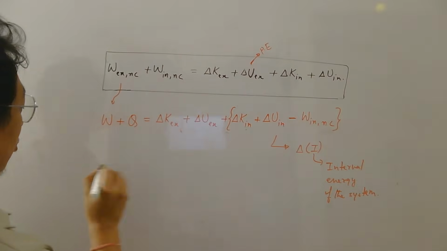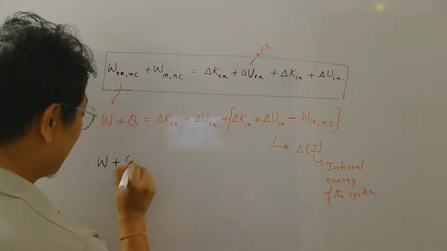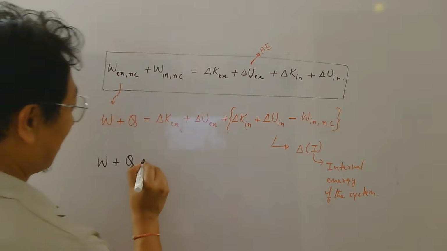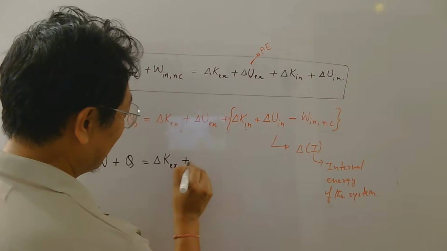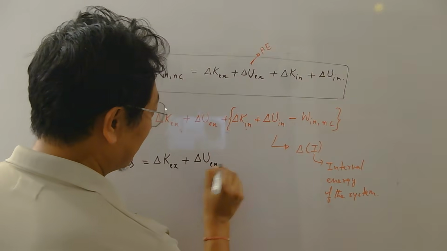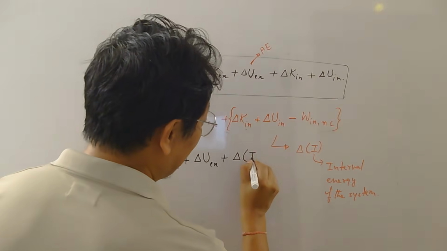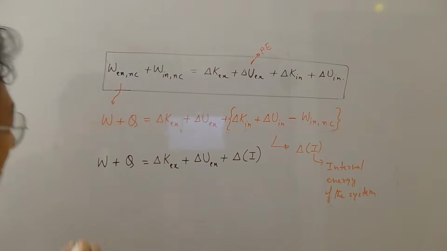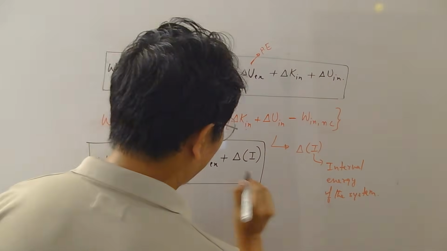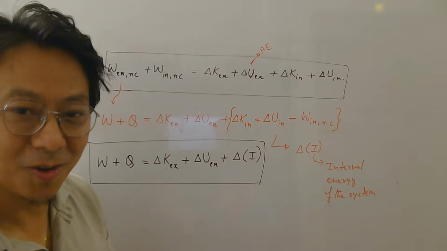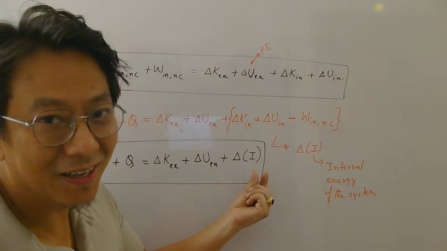So this equation can now be written as work done by the macroscopic force. This is the heat supplied, and this is the change in the kinetic energy, external, change in the external potential energy, and this whole thing thermodynamics says we can write change in internal energy of the system. So this is your most general form of work-energy theorem with these new concepts of heat supplied and internal energy.